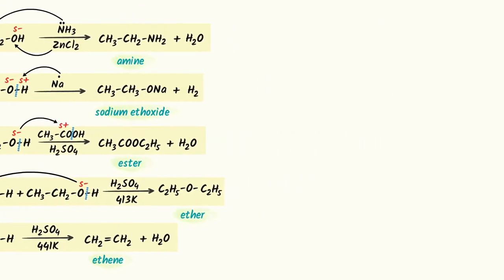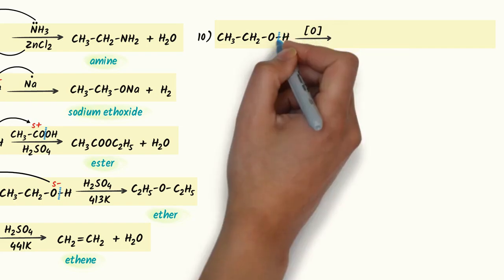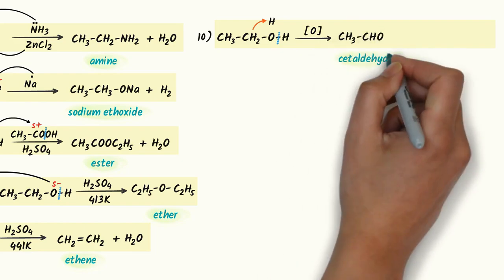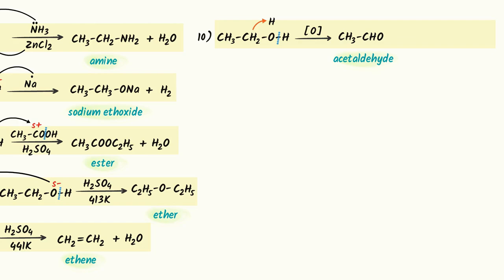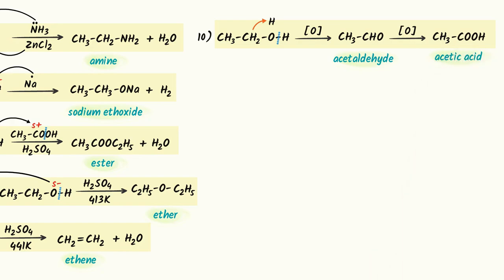For 10th and 11th reactions, let's look at oxidation. I take an oxidizing agent. It pulls two hydrogen atoms away. This creates a double bond with oxygen. The molecule becomes acetaldehyde. If we add more oxygen, it climbs the ladder to become acetic acid. I mean, it is a step-by-step transformation.